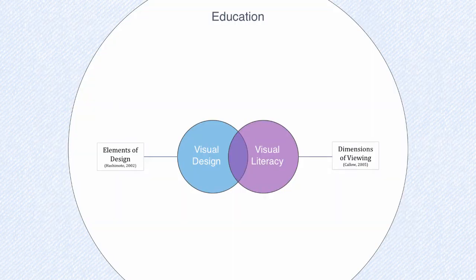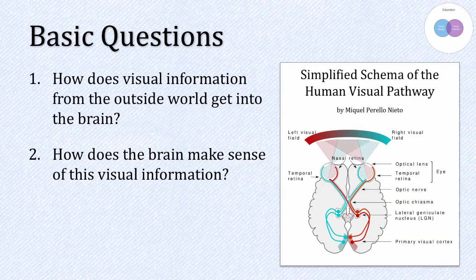So now that we've reviewed a few important ideas from the readings, let's learn a bit about the basics of human visual perception. We can begin this section with two basic questions. How does visual information from the outside world get into the brain? And secondly, how does the brain make sense of this visual information?